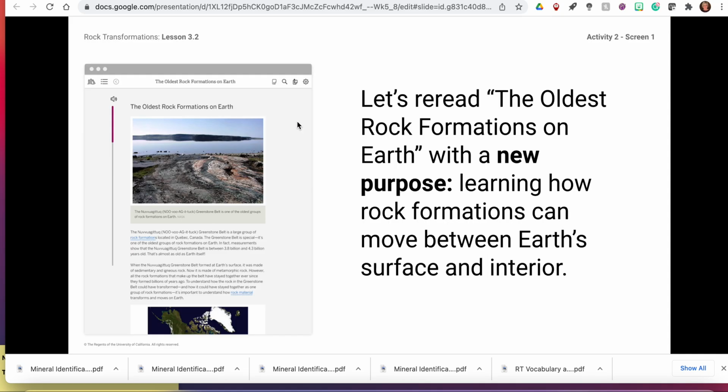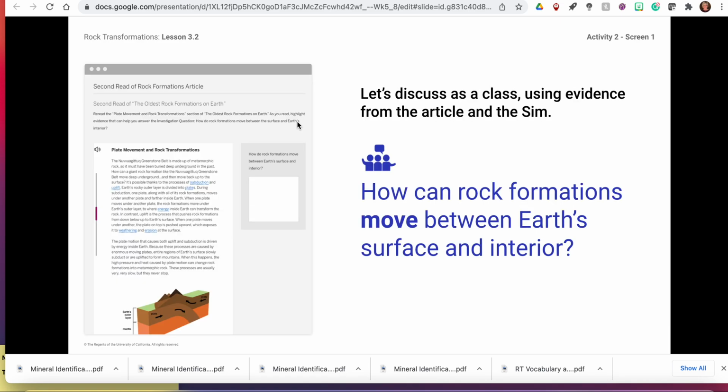Now, when we were in class, we talked pretty briefly about this article. We did something a little bit different yesterday in class, if you remember, and we talked about this second reading where we can identify exactly what's going on and how we can answer the investigation question, how can rock formations move between Earth's surface and Earth's interior?